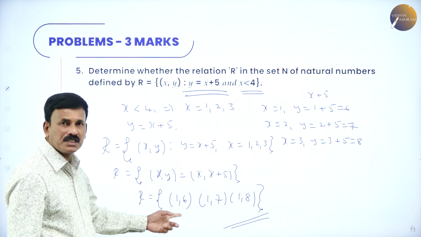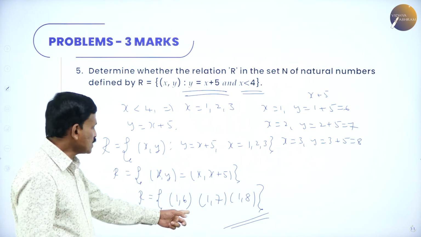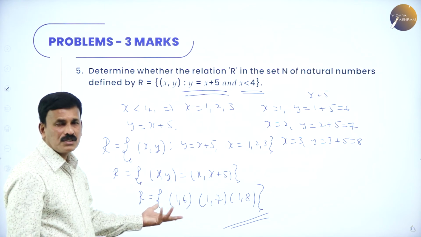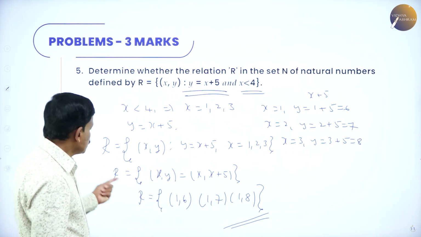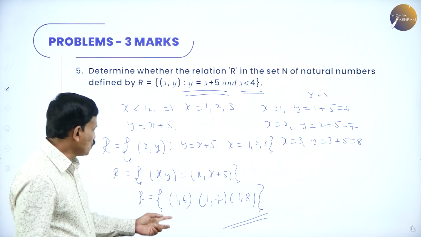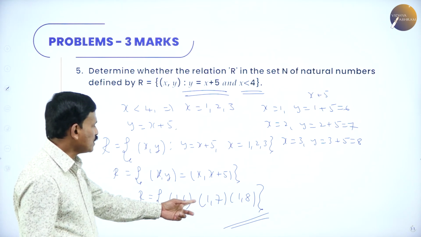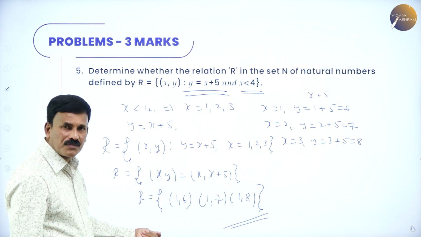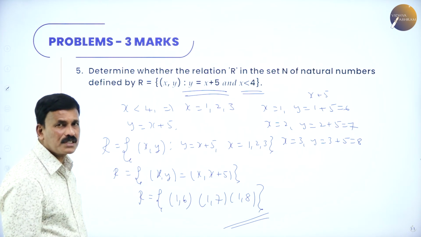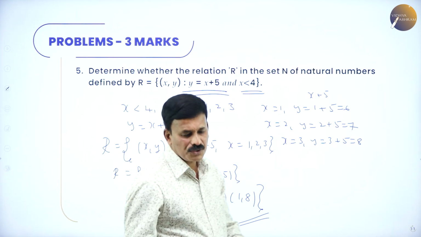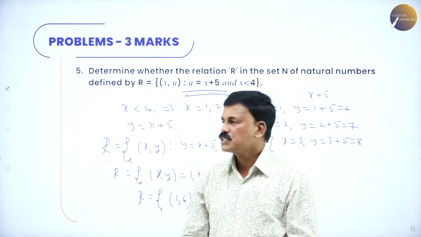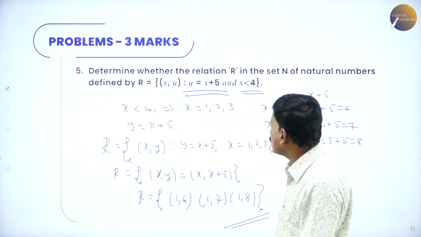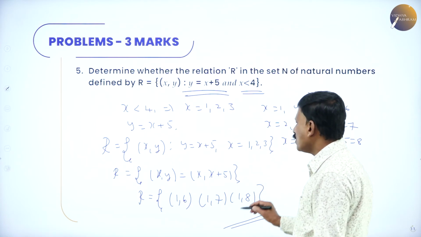Symmetric: (1, 6) is there, (6, 1) is not there; (1, 7) is there, (7, 1) is not there. So you can say it is not symmetric. Come to the transitive: (1, 6), (1, 7), (1, 8). So you cannot consider. Therefore this is neither reflexive, symmetric nor transitive.